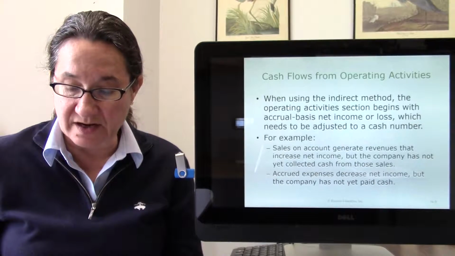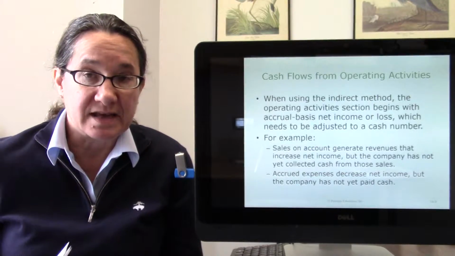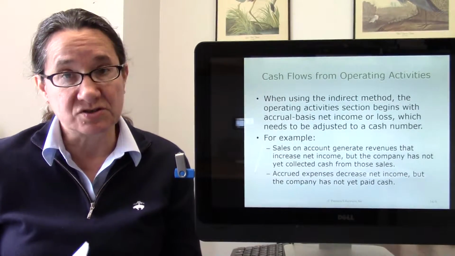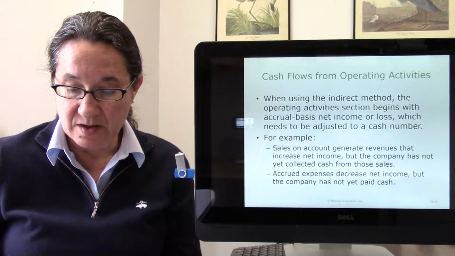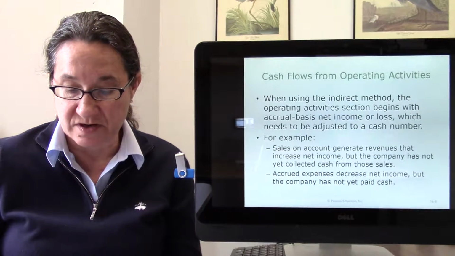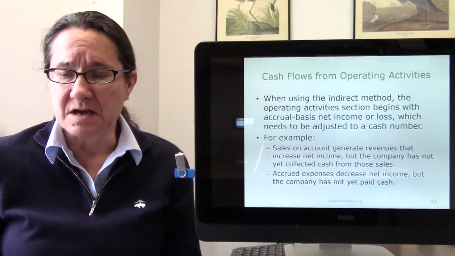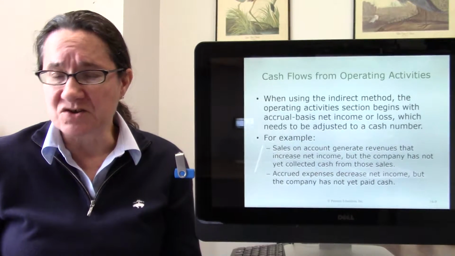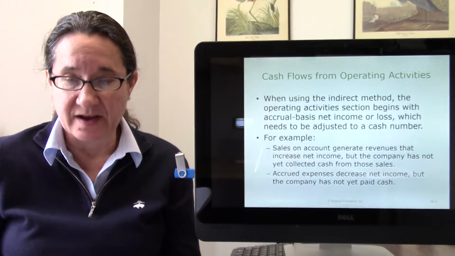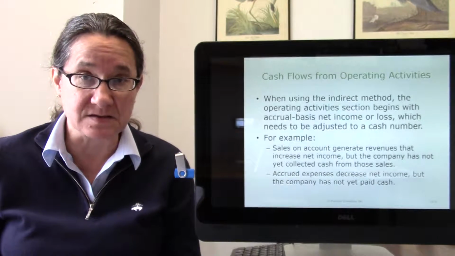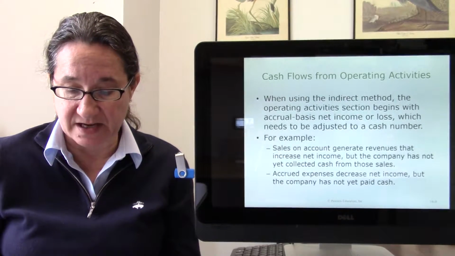For example, sales on account generate revenues that increase net income, right? So you make a sale, you get an account receivable. Well, you increased your revenue, but you didn't get any cash yet. Accrued expenses decrease net income, but the company has not yet paid cash if the expenses are accrued. So, at the end of the month or the year, we do those adjusting entries where we accrue interest or rent or something, and those were expenses, but we just didn't pay cash. So we have to take those into account and realize that our net income has those accruals that were not related to cash. So accrued expenses decrease net income, but the company has not yet paid cash if the expenses accrued.